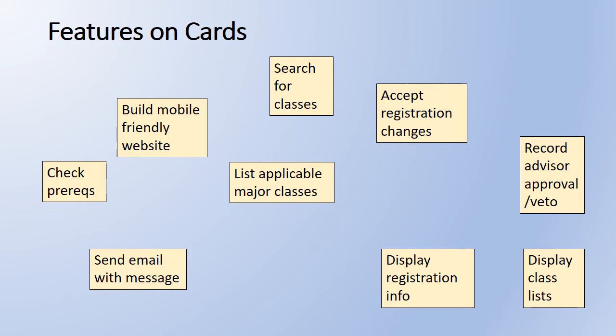Here are the cards we have to work with for the MVP features. We've renamed List of Classes Offered Next Semester Needed for Students Major to list applicable major classes so we can fit it on a card. Some of these features depend on other features being done first. For example, we can't display a list of classes if we don't have a website. Let's rearrange these cards to show dependencies. This will tell us what features need to be done first.